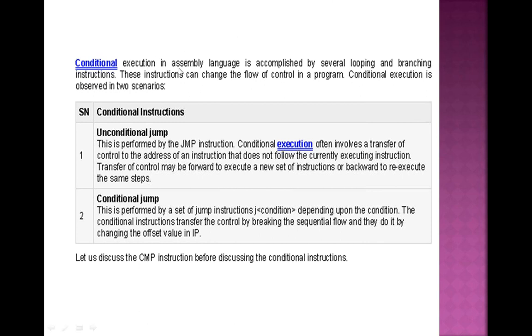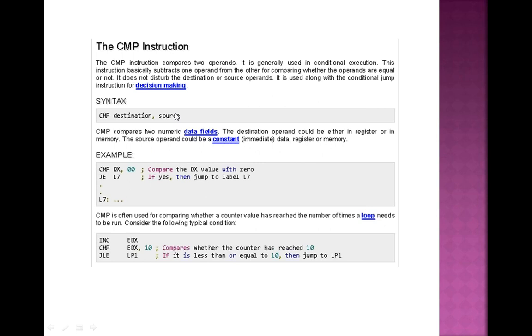This says conditional execution in assembly language is accomplished by several looping and branching instructions. Then we have also talked about what is CMP, that is the compare instruction. This is nothing but it compares two operands, whether the operands have the same value or different values. So CMP is used for comparing the two operands. The syntax for CMP is destination, source. So first of all destination, then source. CMP compares destination to the source.